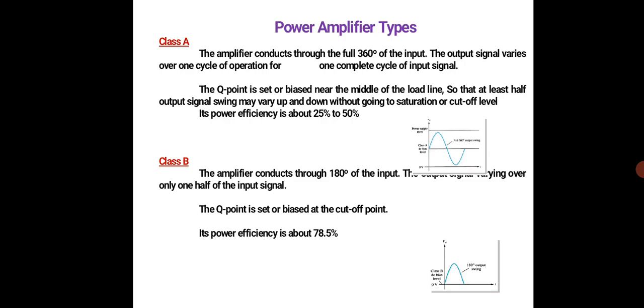In class B, the power efficiency is good compared to A, which is 78.5%, and the Q point is set near the cutoff point, or that is at the cutoff point. This will be conducting for 180 degrees of the input, which means only half of the input signal.